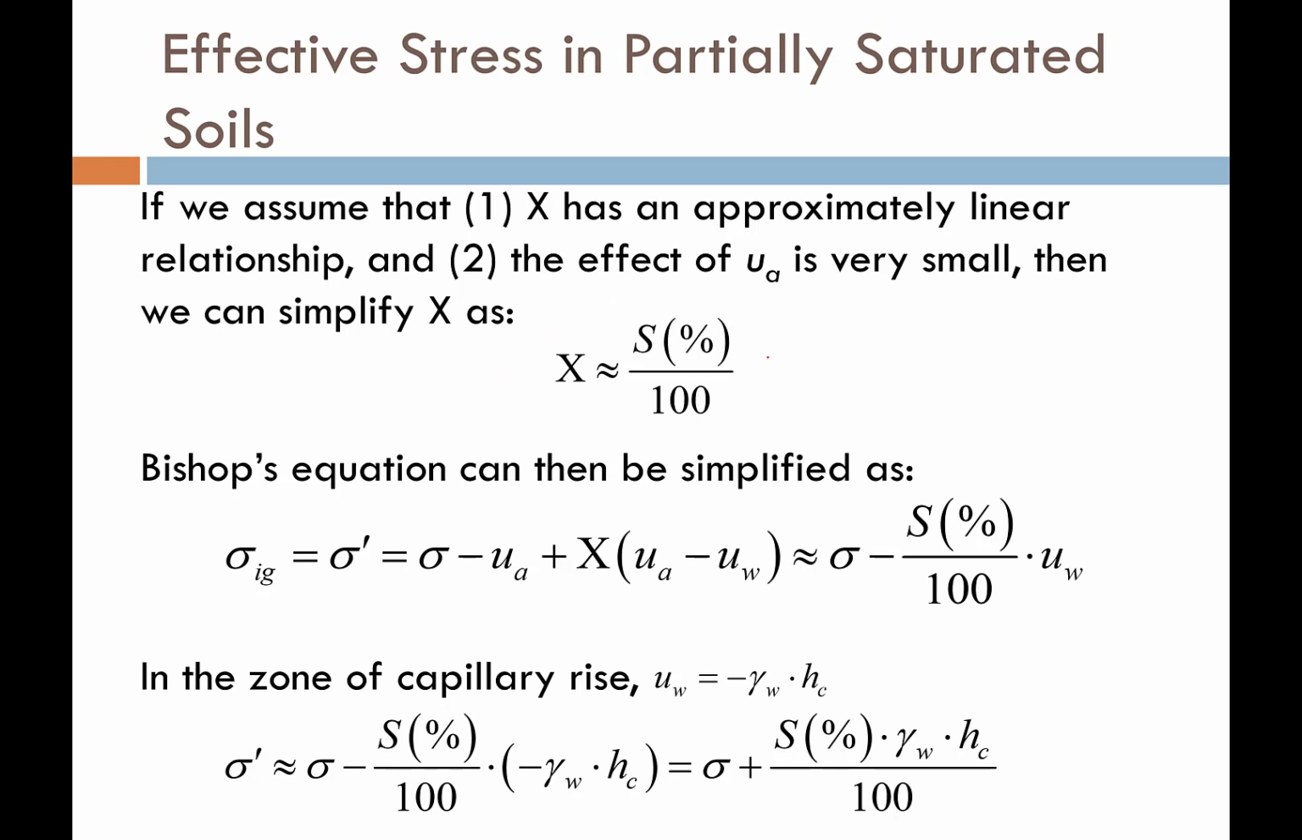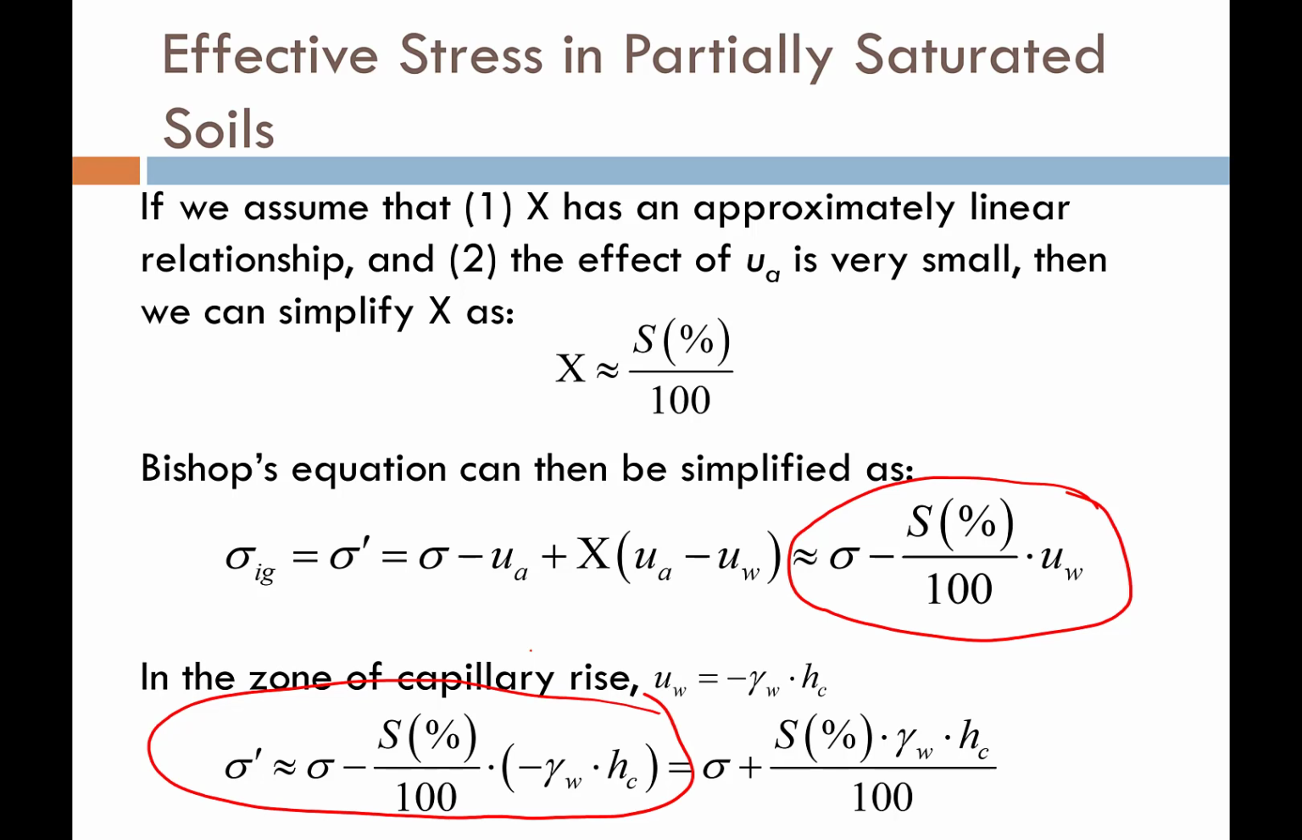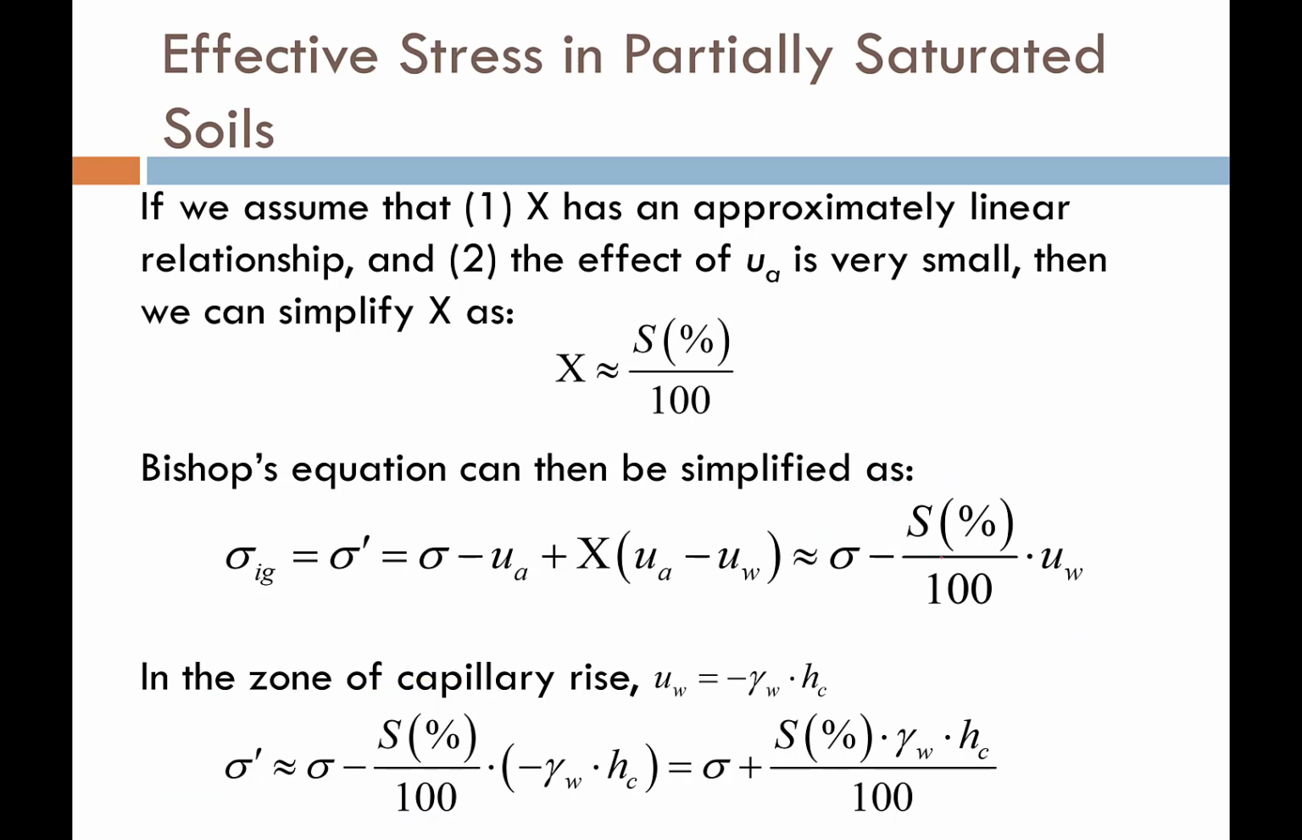So if we plug that simplifying assumption into Bishop's equation, we end up with this equation that I talked about in my 341 course for effective stress in the zone of capillary rise, or anywhere where we have partially saturated soils. So in other words, effective stress is just equal to this relationship right here, where it's total stress minus pore pressure, where pore pressure is the degree of saturation times negative unit weight of water times the height above the water table. And in that instance, if we're in the zone of capillary rise, effective stresses are going to be larger than total stresses because pore pressures are going to be negative, and we're subtracting a negative number.